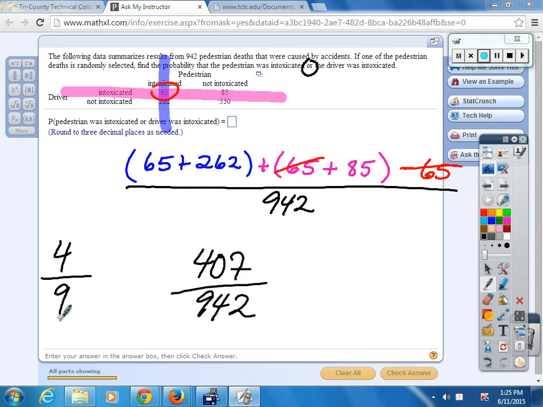4 over 9, which means it's going to be, 4 over 8 would be half. So this is probably going to be 0.4 something. What is it? 0.4 what? 3.7. So the answer there is 0.437.